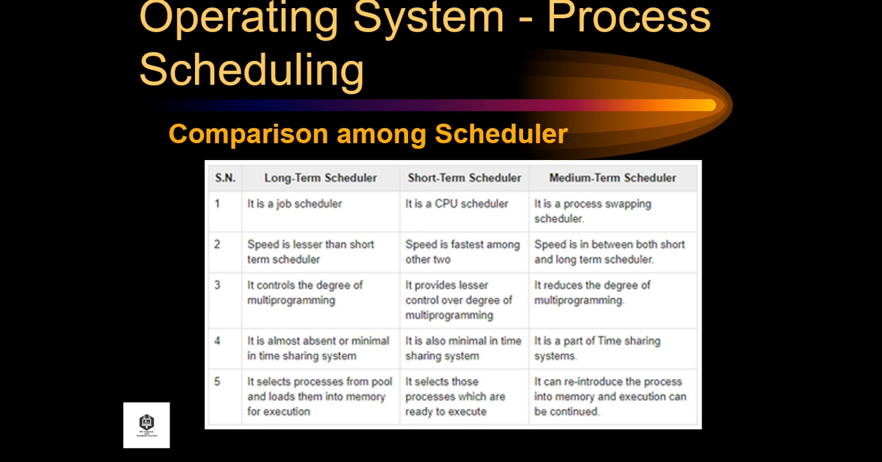While the short-term scheduler is a CPU scheduler. Its speed is fastest among the other two. It provides lesser control over the degree of multiprogramming. It is also minimal in time-sharing systems, and it selects those processes which are ready to execute. Then the medium-term scheduler is a process swapping scheduler. Its speed is in between both the short-term and long-term schedulers. It reduces the degree of multiprogramming. It is a part of time-sharing systems, and it can reintroduce the process into memory and execution can be continued.